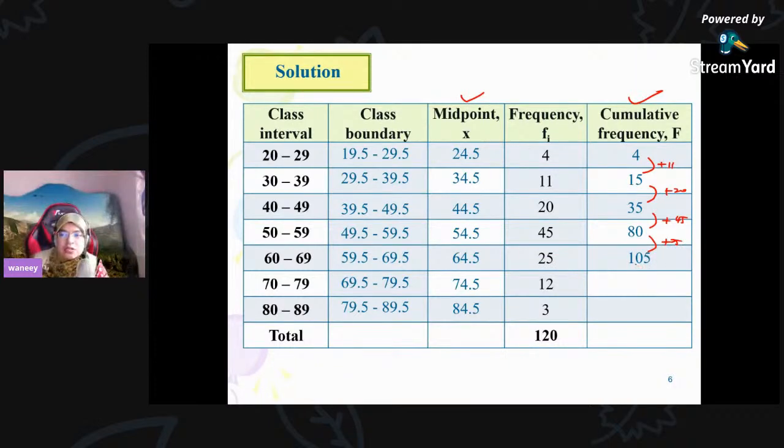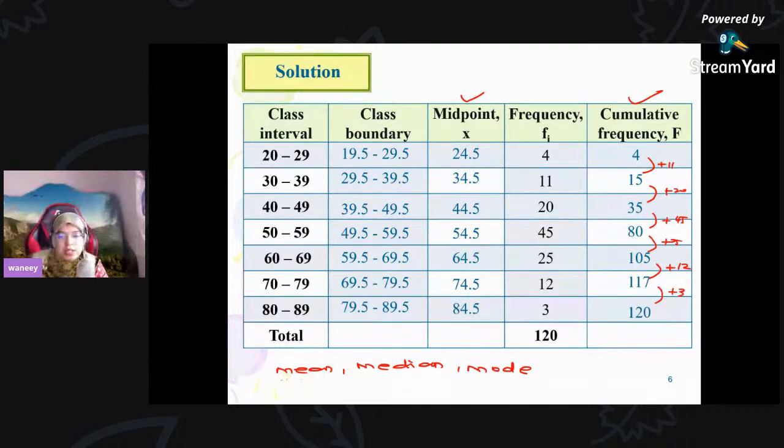So this is 105. And of course, with 12. So this is 117. And then plus with another 3. So that is 120. Okay, so this is our total frequency, which is 120. So the question asks for us to calculate the mean, median, and mode.